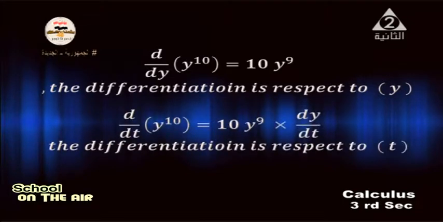Now, what about the derivative of y to the power 10 with respect to the variable t? Yes, the derivative of y to the power 10 is 10y power 9 multiply dy dt because the differentiation is with respect to the variable t.